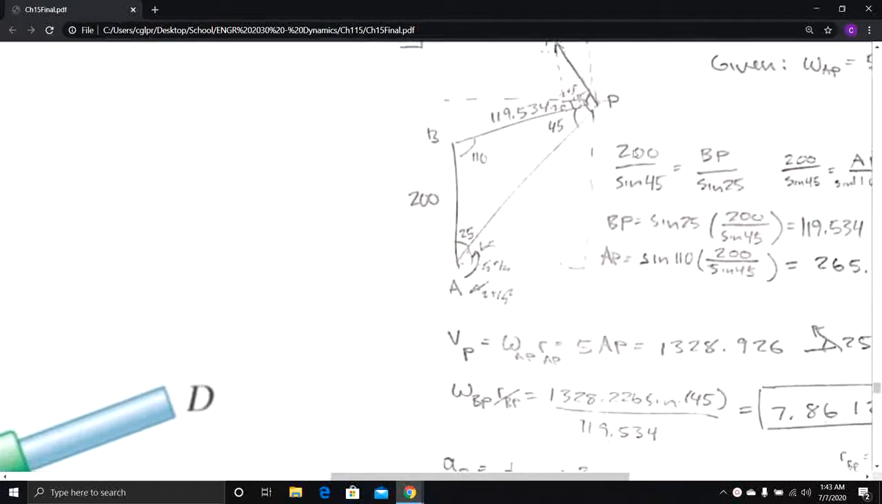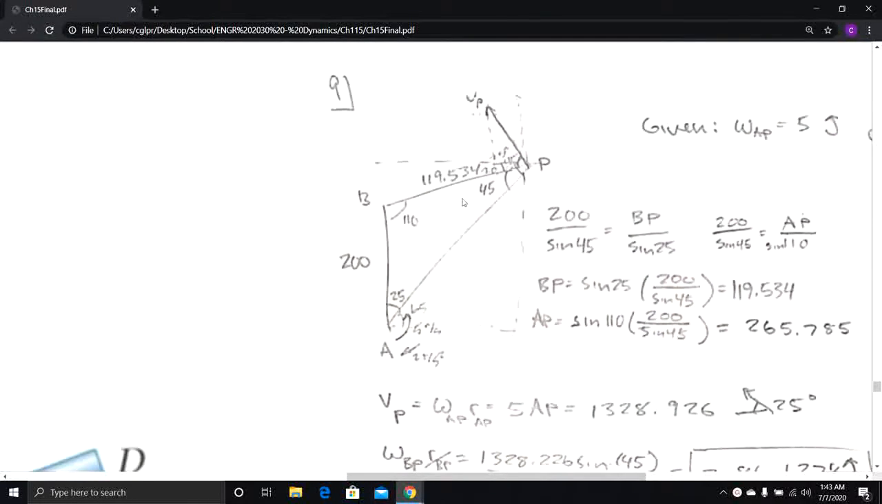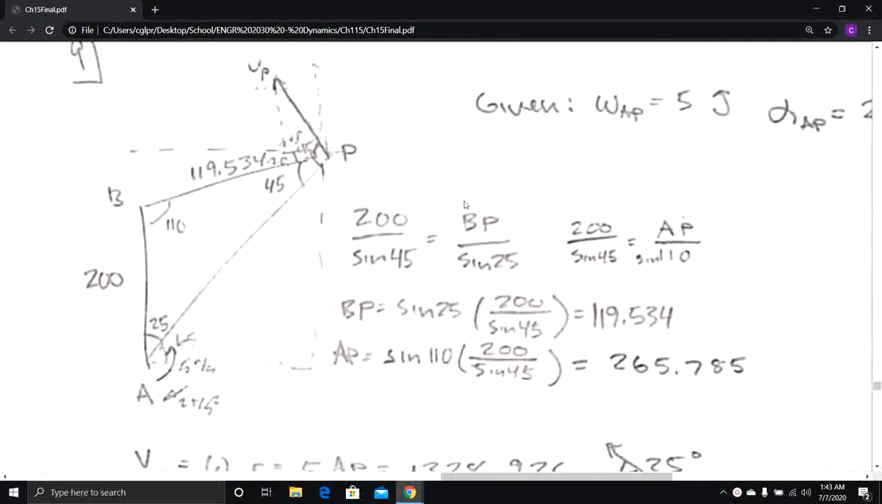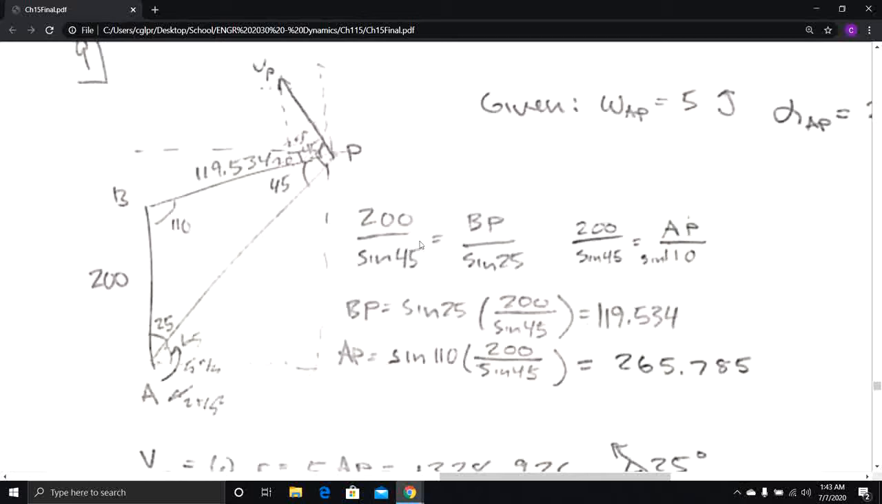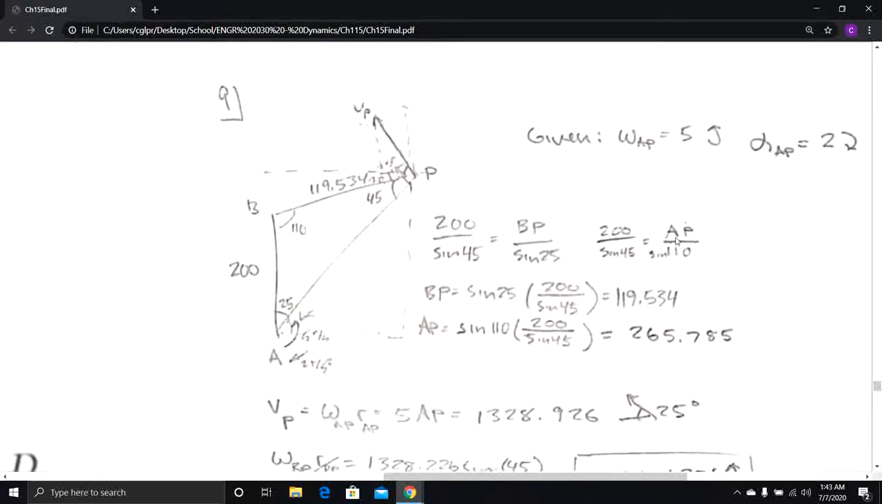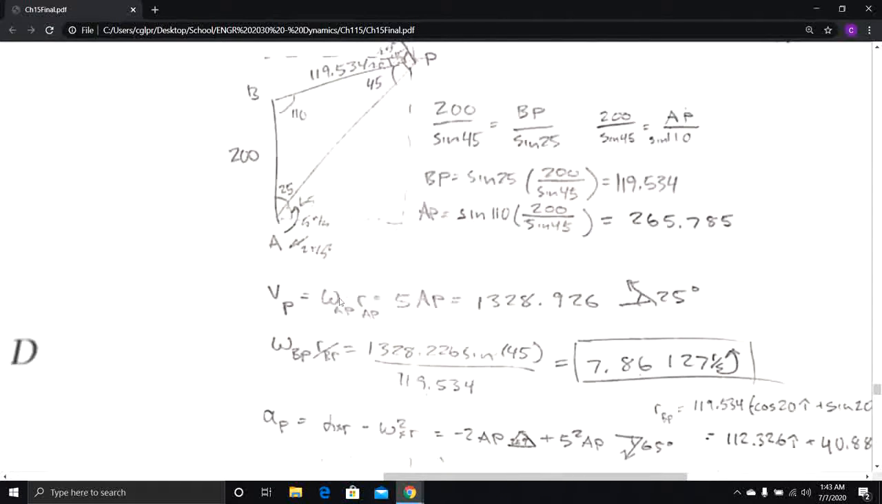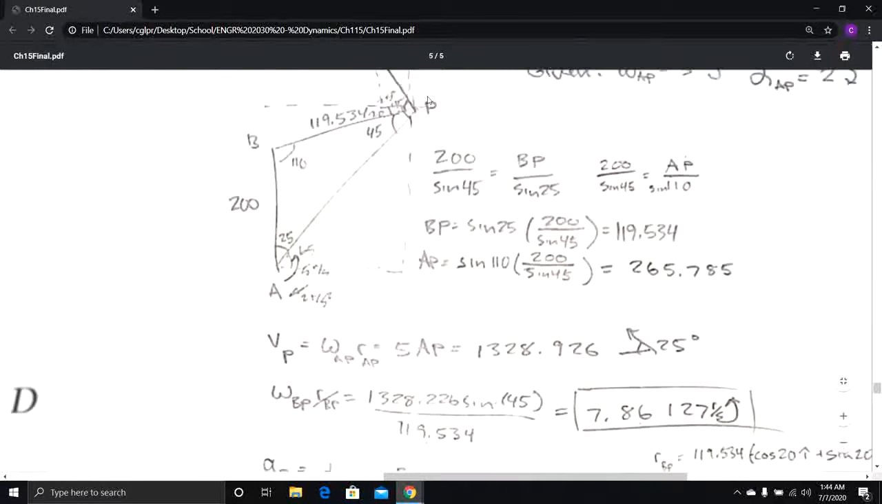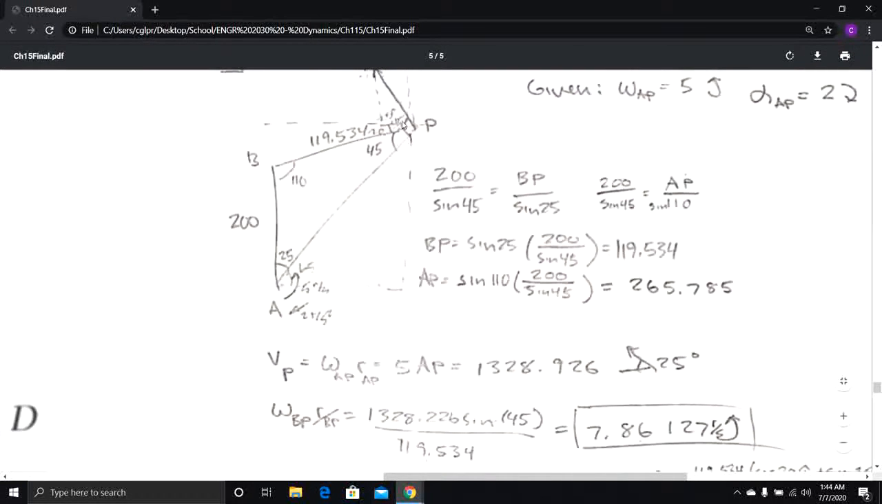One of the first things I do is start off by drawing a triangle because I realize I'm going to need to figure out the lengths of the other sides. It's accomplished by taking the ratio of the length opposing the angle and putting that in sine to solve for the length of BP as well as AP. Velocity is omega r, with r being AP in this case, and that velocity is going to be at a 90-degree angle to r, which gives me this 25 degrees.